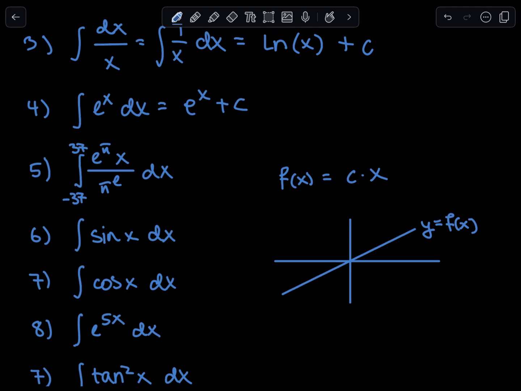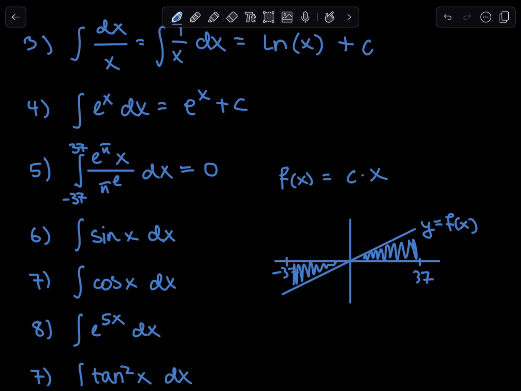Now I haven't made the gradient accurate. That doesn't matter. All we need to know is that it's a straight line passing through the origin, and the boundaries are minus 37 and 37. And since we're evaluating areas, this area here is subtracted, and this area here is added, and they're equal in absolute value, so they will just cancel out, which means that the value of this integral is 0.